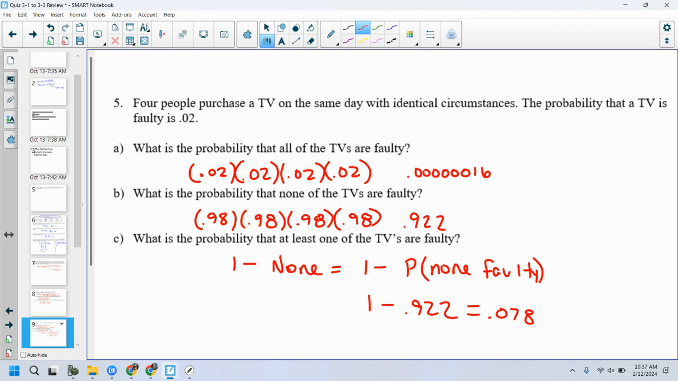Questions? And again, that is not the same as all of them being faulty. People always confuse the all with the at least one. Questions there? Cool. This is the one that people get hung up on. At least one. Just try to remember, at least one is 1 minus none.